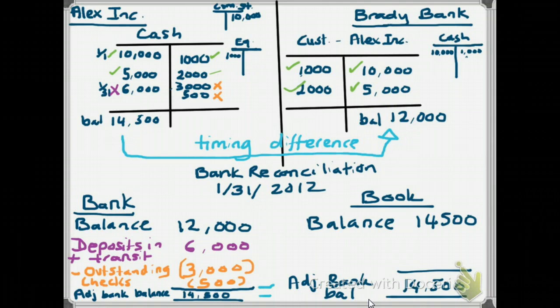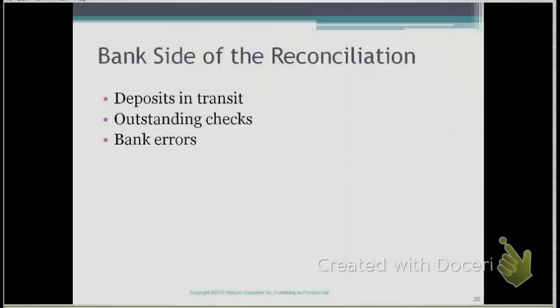The next question is, and you'll find this typically in your quizzes and exams, what is the actual amount of cash that Alex Inc. has? The answer is $14,500. It is whatever amount that your bank reconciliation ends up with. That is the amount of cash that this company has.